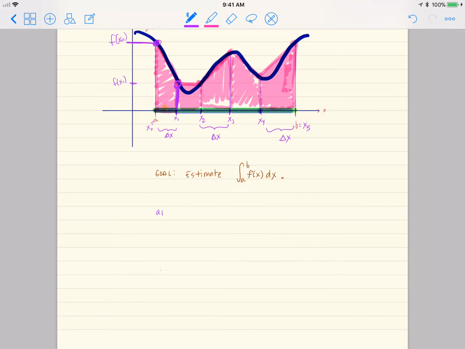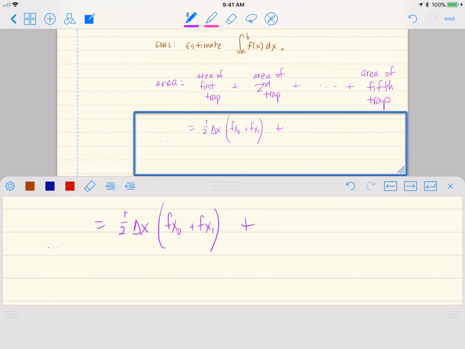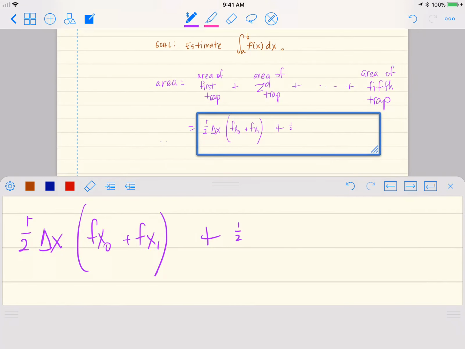So my area is going to be the area of the first trapezoid plus the area of the second trapezoid plus all the way plus the area of the fifth trapezoid. And so what's the area of the first trapezoid? It was 1/2 delta x times f of x naught plus f of x1. Okay, what is the area of the second trapezoid going to be? Plus 1/2 delta x times f of x1 plus f of x2.